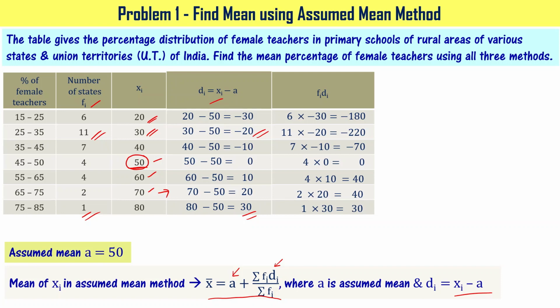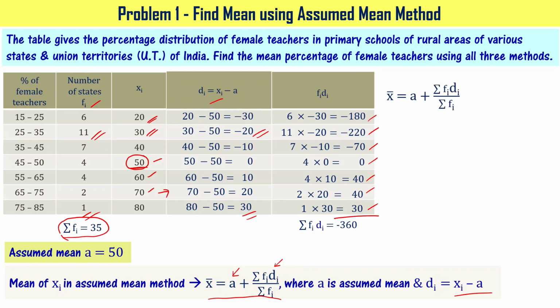Let's take some of them. That is sigma FiDi is minus 360. What I have done is minus 180 plus minus 220 plus minus 70 plus 0 plus 40 plus 40 plus 30. When you do that, you get sigma FiDi as minus 360. And we have already obtained the value of sigma Fi, that is equal to 35. So let's substitute these now into the formula.